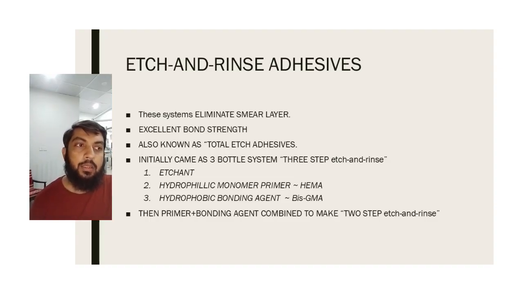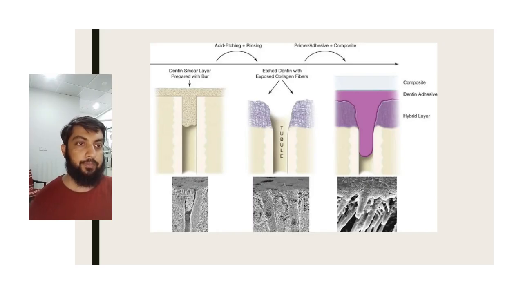Then they combined components 2 and 3 into primer plus bonding agent, and the etchant remained separate in these adhesives. After etching, you have to wash the enamel and dentine to remove the phosphoric acid and then bond composite to it. You can see on the next slide.